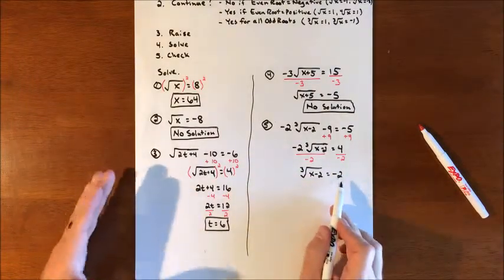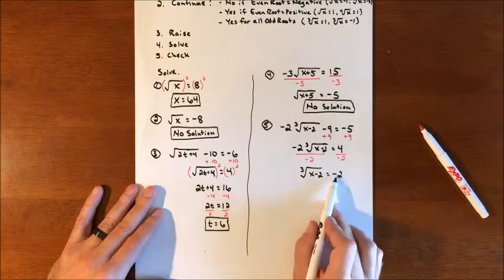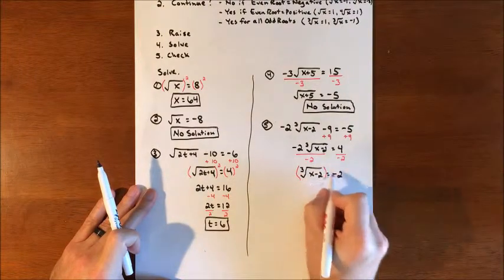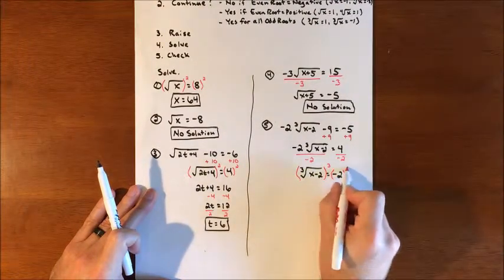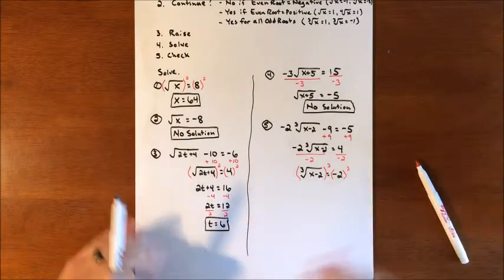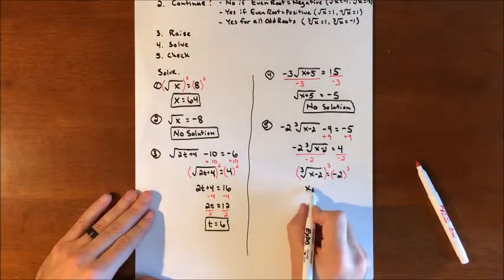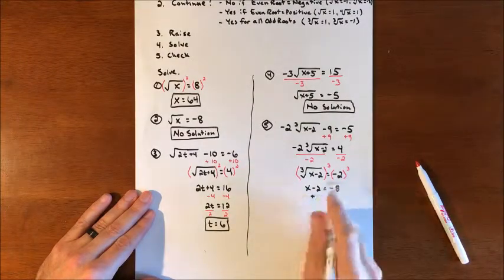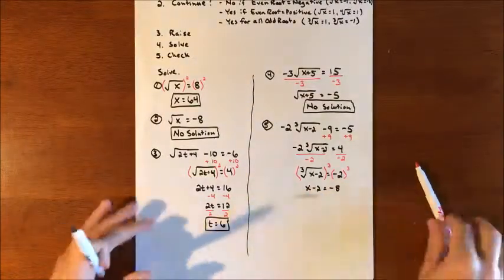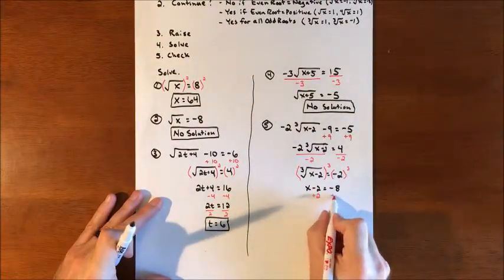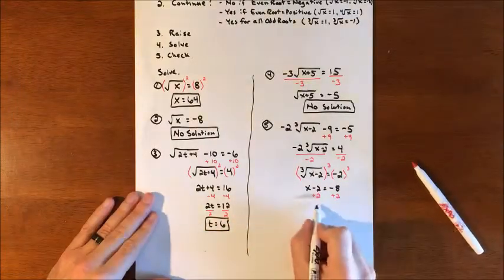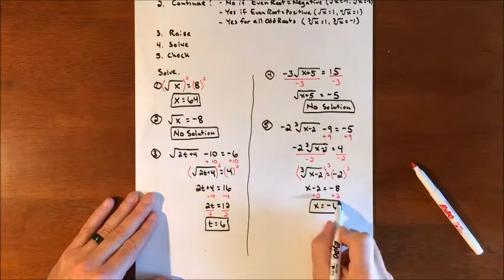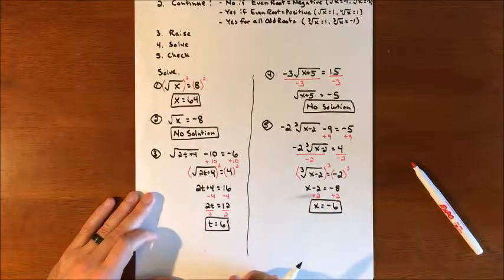And same question, should we continue? Cube roots don't matter, odd roots don't matter. We can have positives or negatives. So perfect. So to get rid of a cube root, we'll cube both sides. So cubing both sides will undo the cube root and just leave us with x minus 2. Negative 2 cubed is going to give us a negative 8. We'll add 2 to both sides. And so that'll give us x equals negative 6. And we can plug that back in, make sure it works.